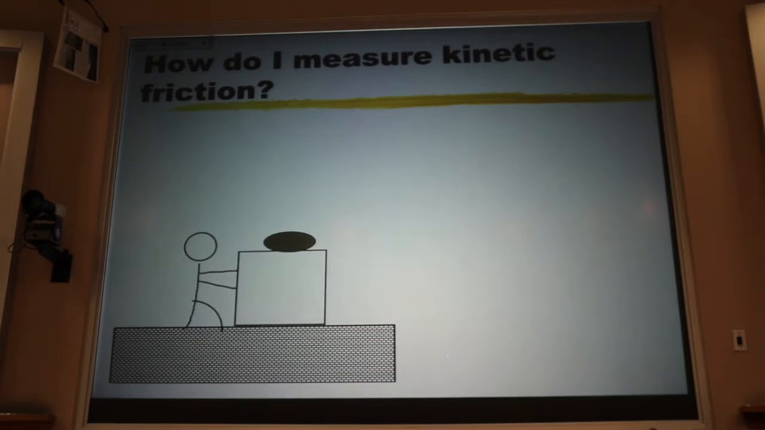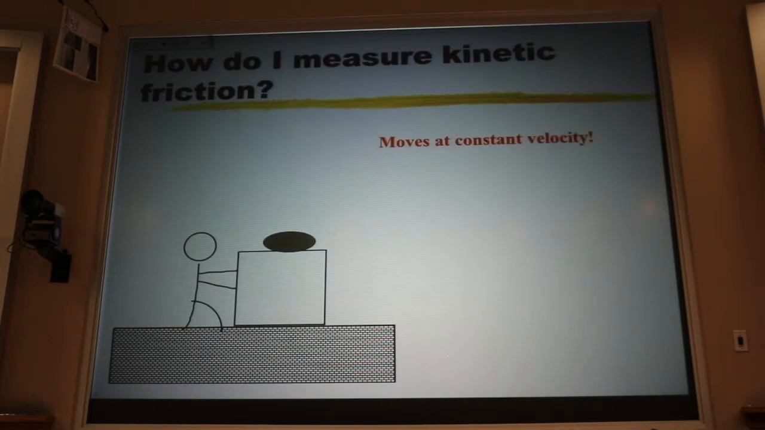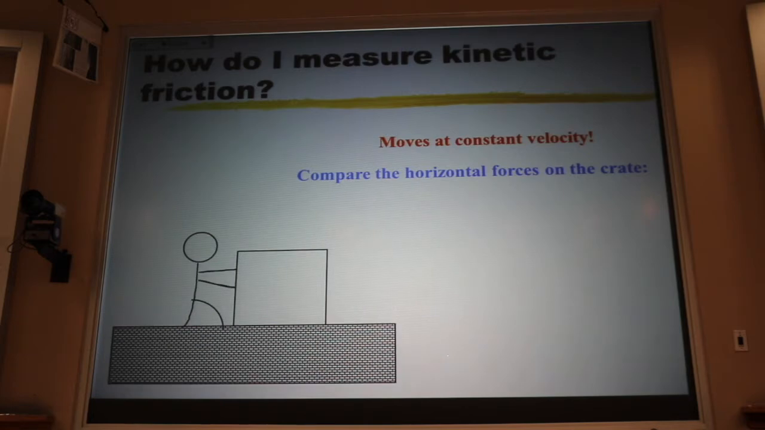If we look at this pretest that you just took, it gives us a way of measuring the friction force. Remember, everything's moving at constant velocity. If we're asked on that last question to compare the horizontal forces on the crate, well, let's get rid of the rock for now. We'll bring it back on Friday.